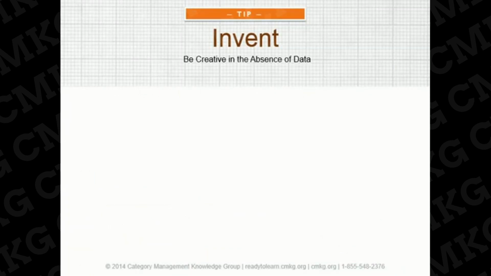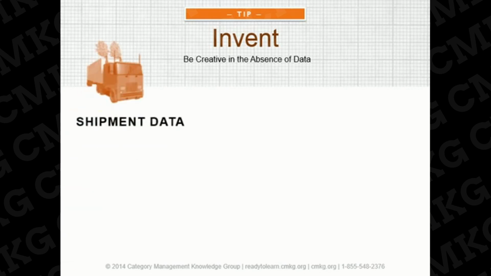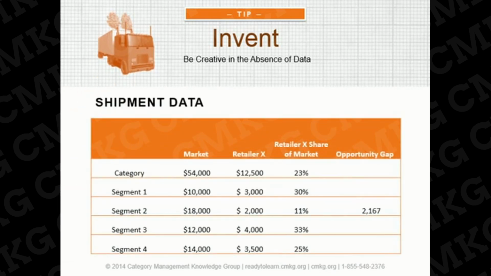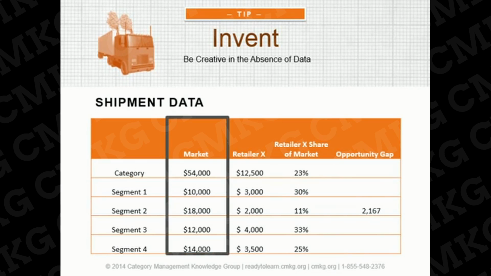The first tip is to be creative in the absence of data. In this example, a vendor is using their shipment data because there's no market data available for this specific category. From the shipment data, a total market can be created as a comparative market for retailer X. This helps the retailer understand how they're doing, both for the total category as well as for some key segments. Remember, both retailers and vendors want to see markets outside their own walls to give a benchmark to work against. Don't close your mind to new ways of considering opportunities.